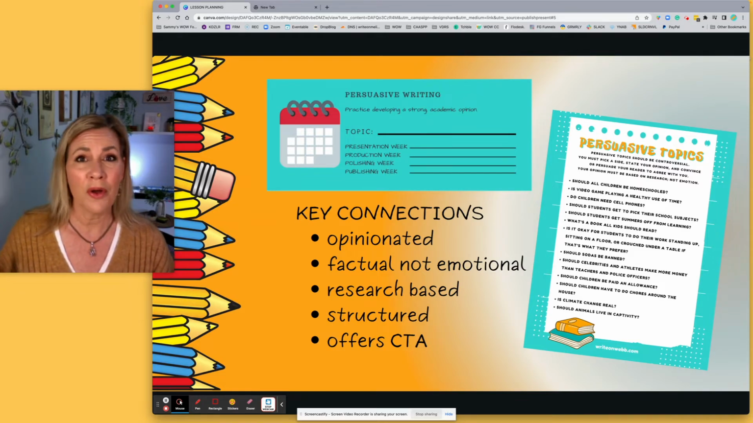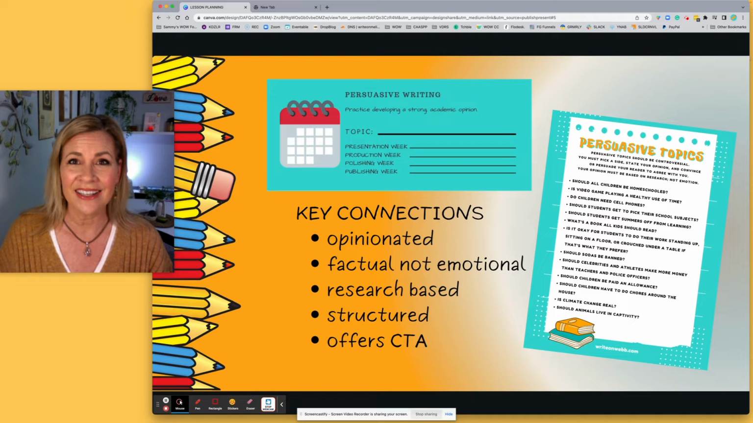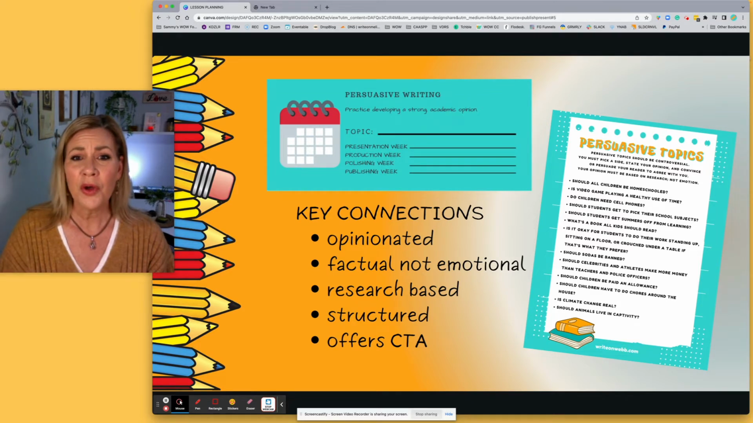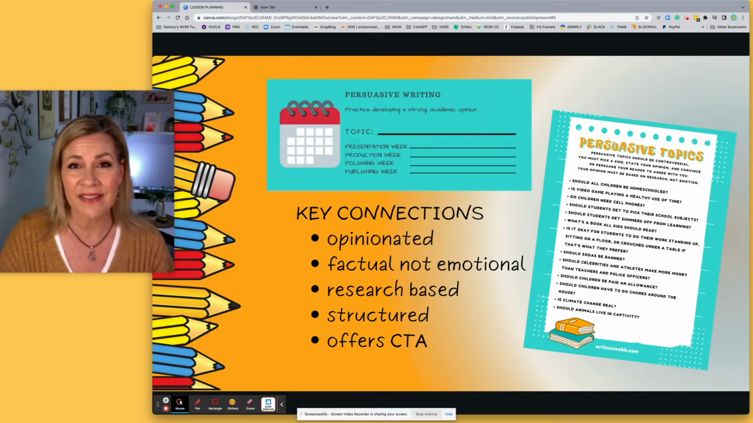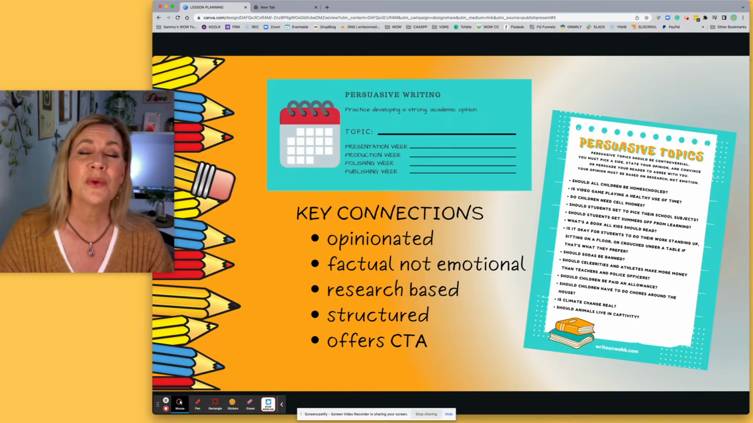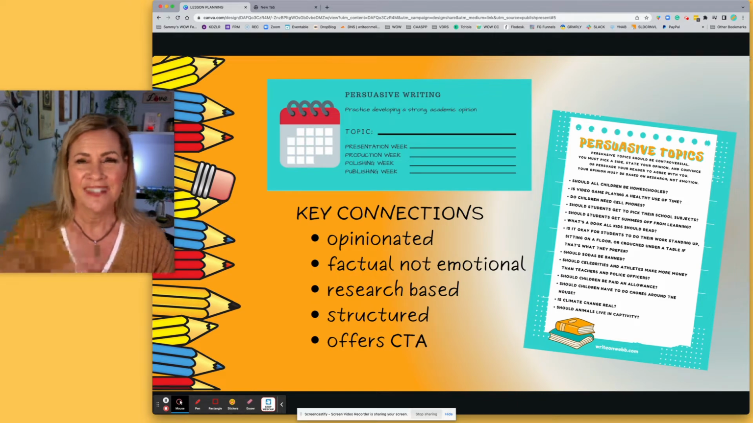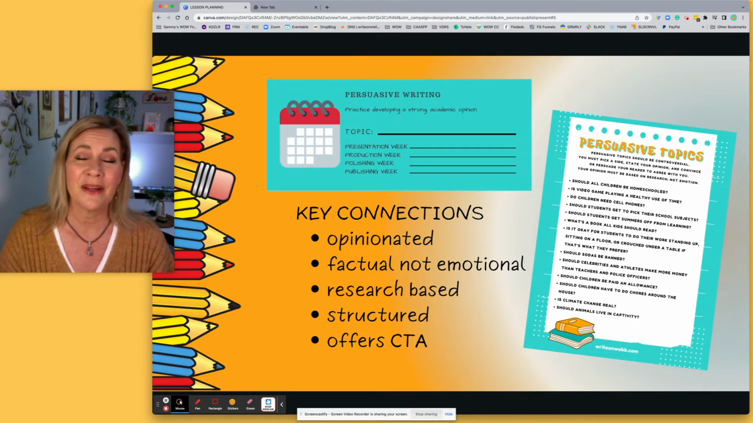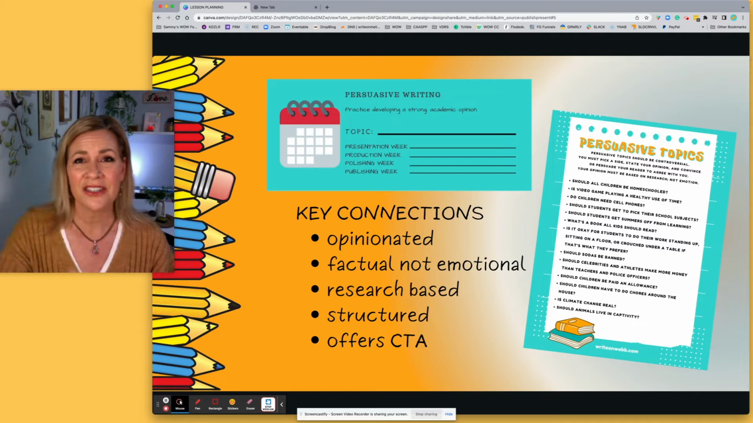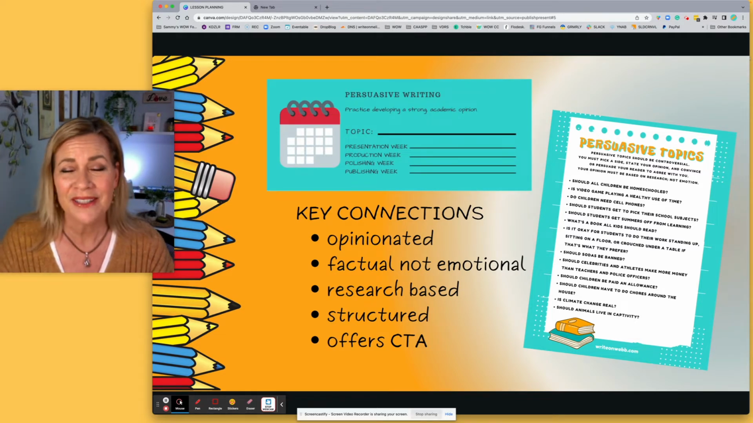Even well-known famous authors edit their work multiple times. All right, so publishing week is an important week, and that's the final week. This is where we make sure that we don't just take the final essay and stick it in a file or stick it in a binder or just put a sticker or a star at the top and say, you did a great job. Go public with it.